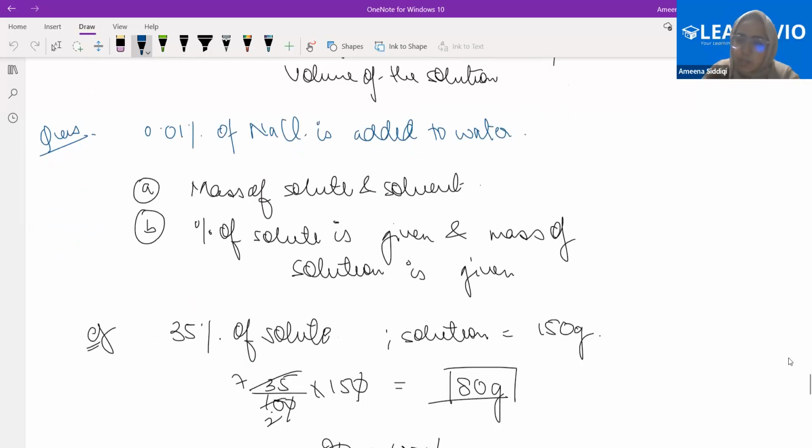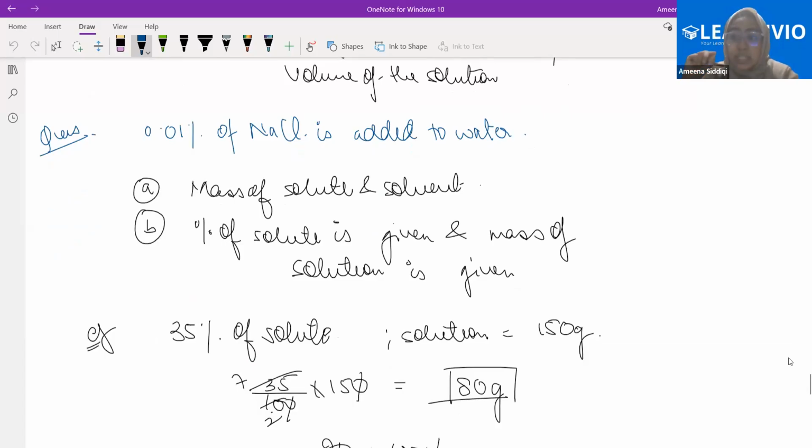We are just dealing with the mass by mass concentration. And in that method also, we can have three approaches to that question. First, the mass of the solute is given and the mass of the solvent is given. We can calculate the mass of the solution, then calculate it in a direct way using the formula.